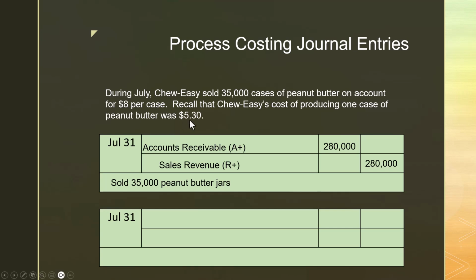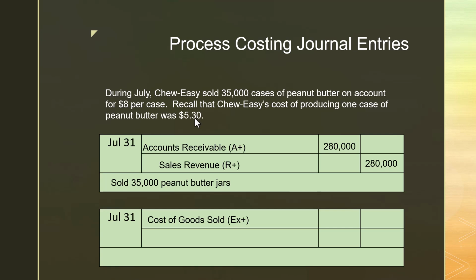And now we finally get to expense our costs of production. And we determined on the very first slide of this part of the presentation that our cost per case was $5.30. And it again would just be the sum of your cost per equivalent unit for transferred out on the last phase of production. We came up with $5.30. So those 35,000 cases cost us $5.30 a piece, and that's how we expense all the manufacturing costs to cost of goods sold at the time the sale is made.